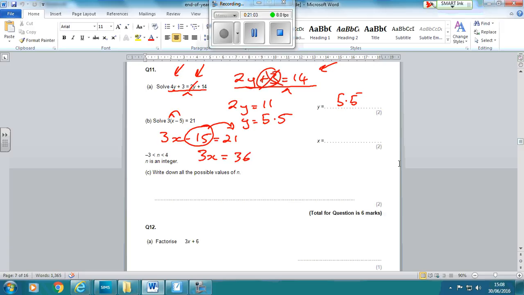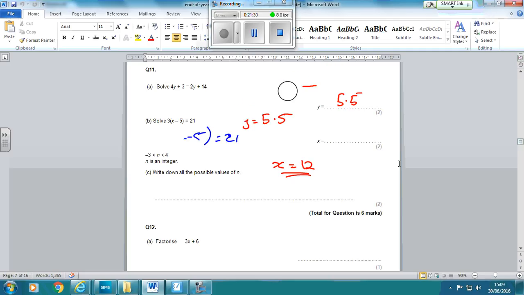And what that means is 3 x's are 36, so I need to work out what 1x is. So I divide by 3, and I get 1x, that's 12. And you can always check whether you've got the correct answer, because you can substitute your answer back in. So if we do 3 lots of 12 take away 5, well 12 take away 5 is 7. 3 lots of 7 equals 21. So we know we've got the correct answer.